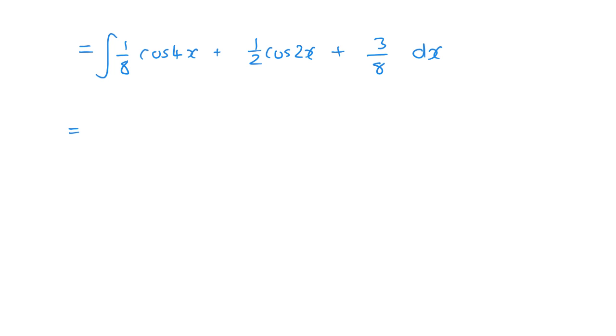And now we can integrate. So this is going to be something to do with sine 4x. If we differentiate sine 4x, we get cos 4x times 4. We want it to be times an 8th, so we'll have to multiply that by 1 over 32. For the next term, it's going to be something to do with sine 2x. Whenever we differentiate sine 2x, we get 2 cos 2x, but we want a half. So that has to be a quarter in front of it. And then the 3/8 is the easy bit. 3/8 x plus c.